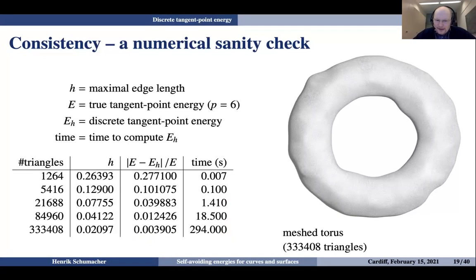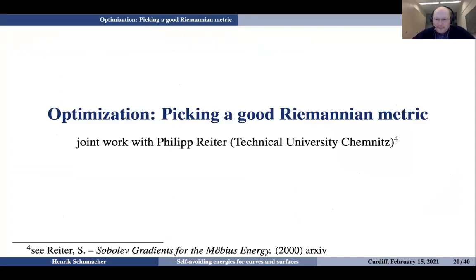That's something I'd like to address later, but at the moment, I'd like to talk a bit about Riemannian metrics on the space of embedded surfaces. This is joint work with Philip Reiter. We wrote a paper that addresses this for another self-avoiding energy, the so-called Möbius energy, but the story is almost the same.